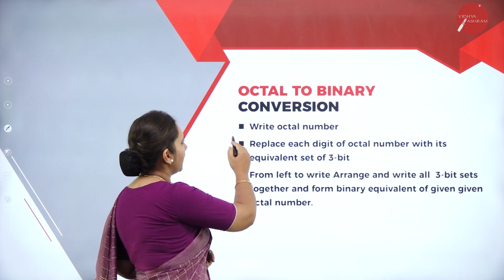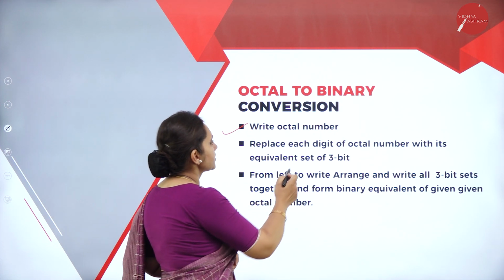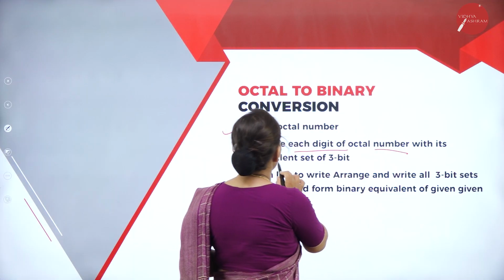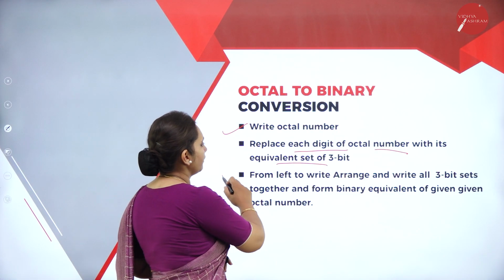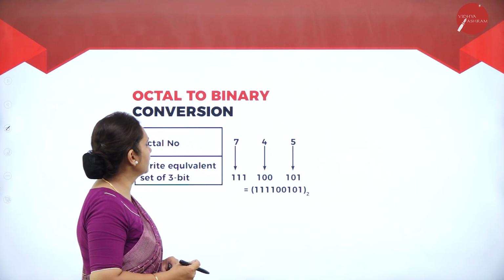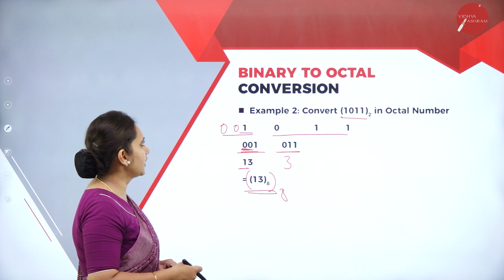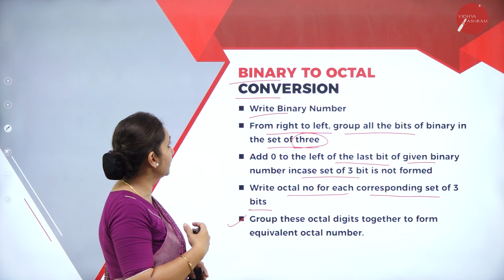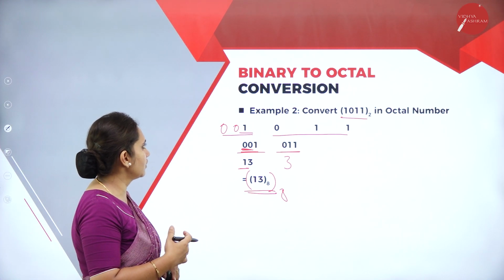Next, octal to binary conversion. Again, write an octal number. Replace each digit of the octal number with its equivalent 3 bits. Next, from left to right, you will be arranging everything to form 3 bits from octal to binary conversion. So, octal to decimal we learnt. Binary to octal we learnt. So, binary to octal conversion we learned.